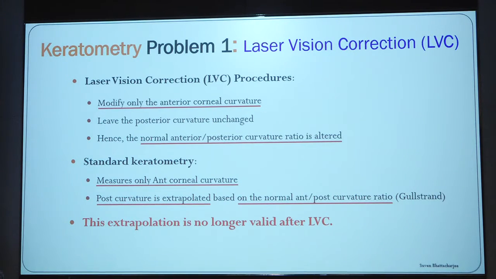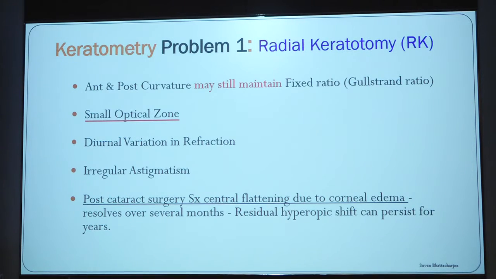Now the posterior curvature was extrapolated based on the anterior curvature, so that entire thing is not valid now. In radial keratotomy, again, you may still maintain a fixed Gullstrand ratio, but then you have a smaller optical zone. So that's another different game now. And then you have diurnal variation and long-term drifts because of the alterations in the cornea itself.